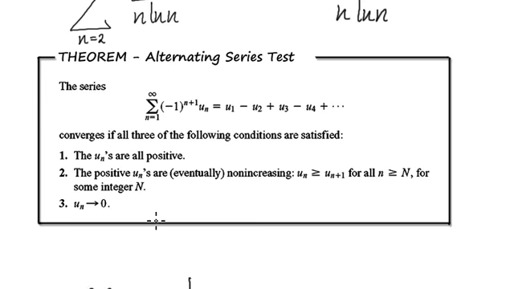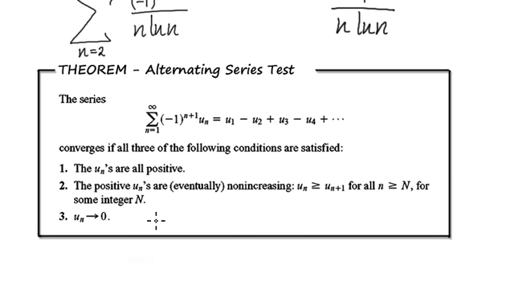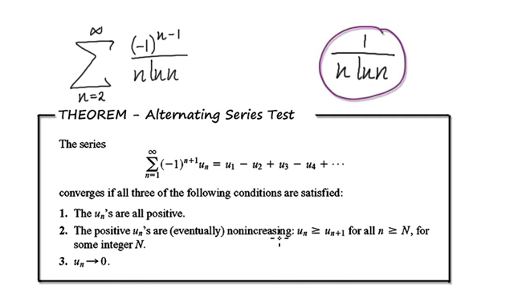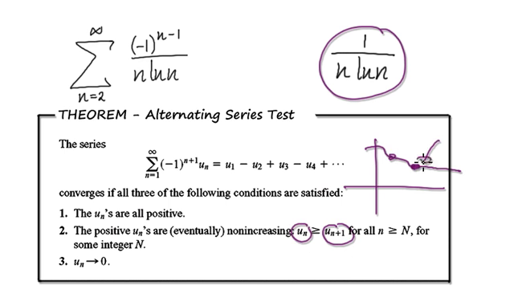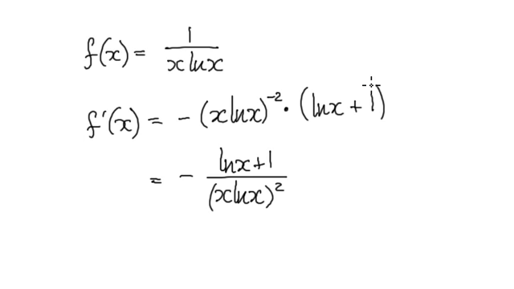To do that, let's map a continuous function. So this is our u_n here. We need to make sure that it's non-increasing, that the next term is smaller than or equal to the current term. Looking at this, at the moment it is discrete, so let's map a continuous function on top of that. Let's look at this function.